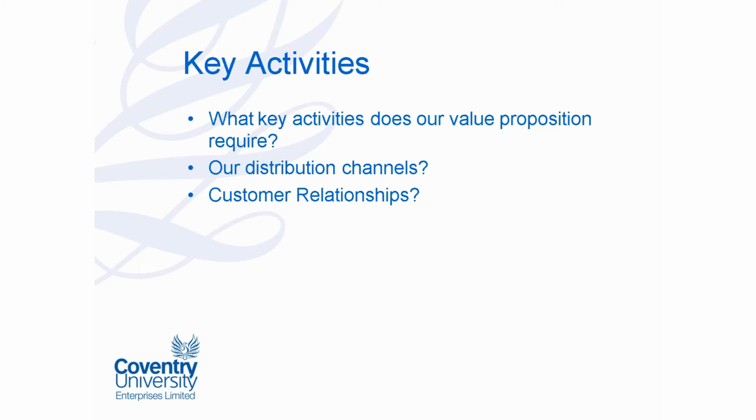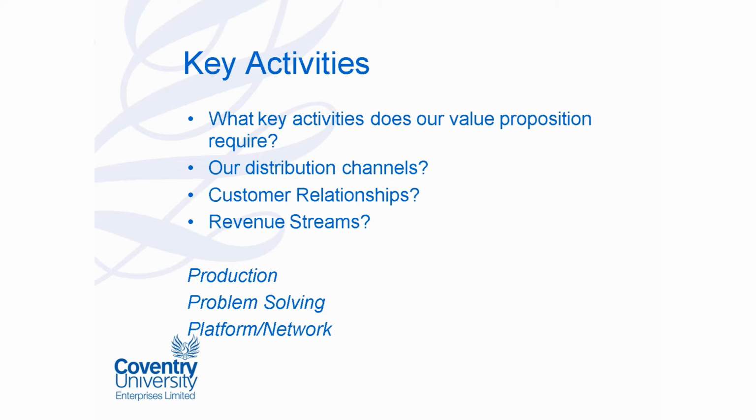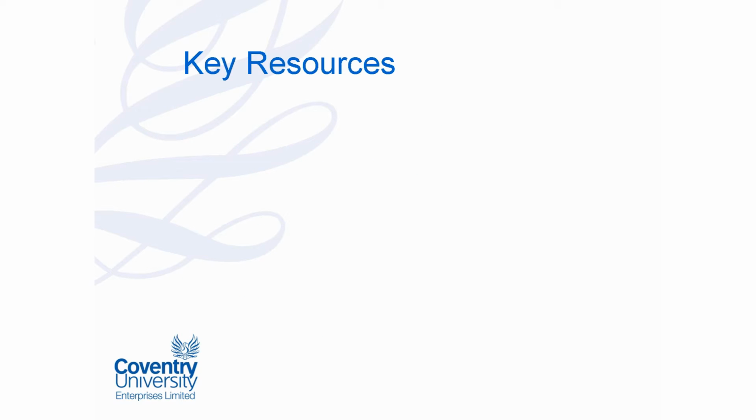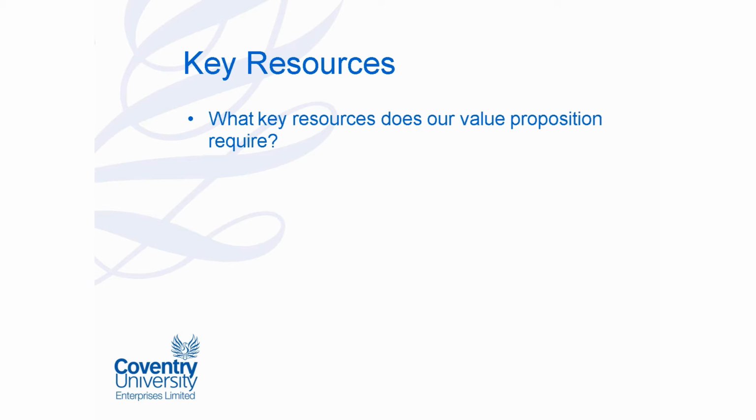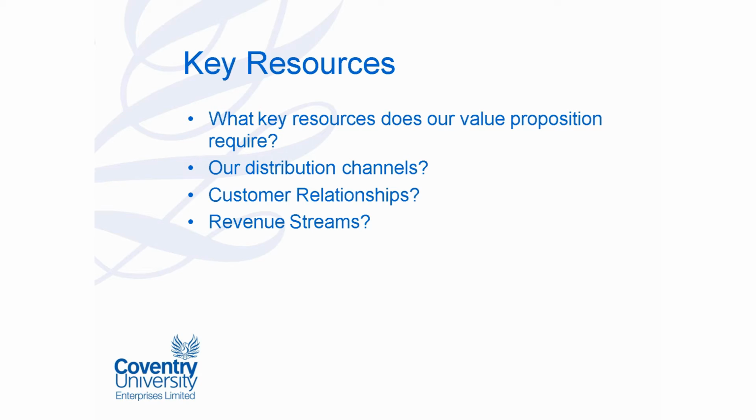And then it might be about how we get as much revenue from what we're doing as we possibly can. So the question for you is, what must you be really, really good and reliable at? It might be production, problem solving, platform, the network that you operate on. And then lastly, what key resources are essential, are business critical for you? What does our value proposition require to support it, be it distribution channels, the relationships with customers, or the way that we make money?